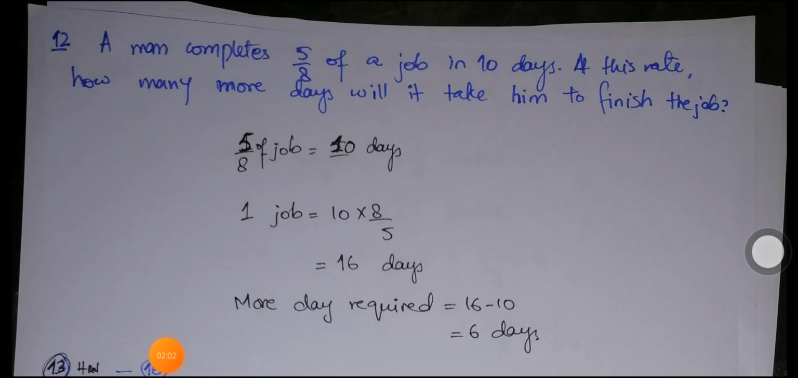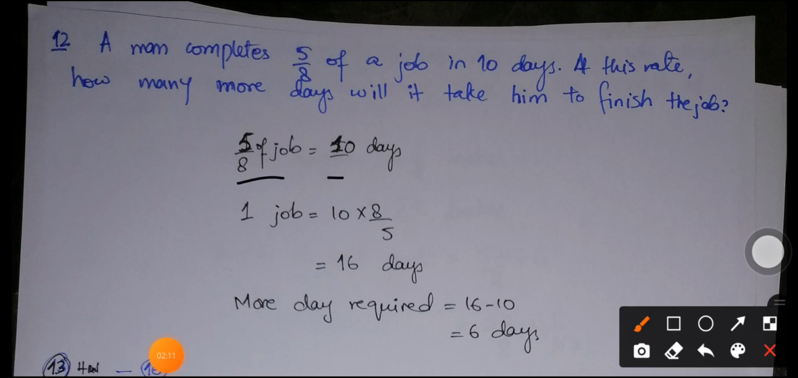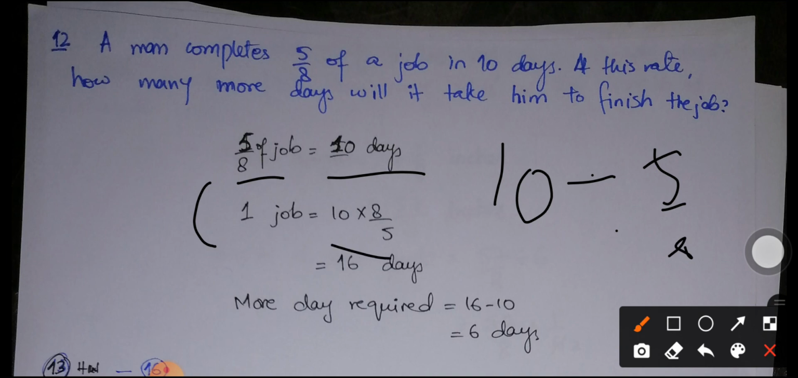Next, we have question number 12. A man completes 5 by 8 of a job in 10 days. At this rate, how many more days will it take him to finish the job? So, a man completes 5 by 8 of a job in 10 days. So, he can do one job or the complete job in how many days? We are going to perform division. So, 10 divided by 5 by 8, or 10 into 8 by 5, that is 16 days.